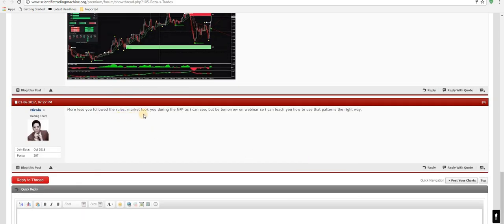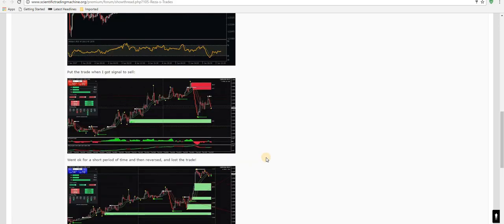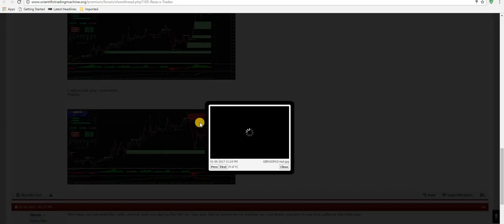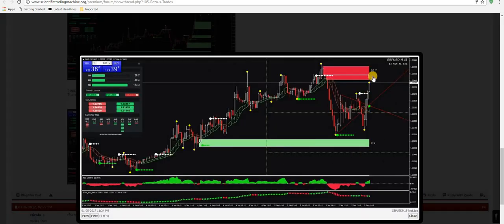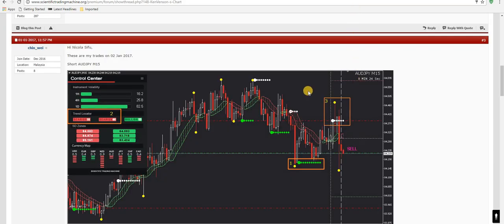More or less, you followed the rules. Market took you out during non-farm payroll, as I can see. All right, so yeah, this individual entered a trade and got stopped out after the non-farm payroll news. As you guys can see here, we got a spike. All right, let's keep on going.